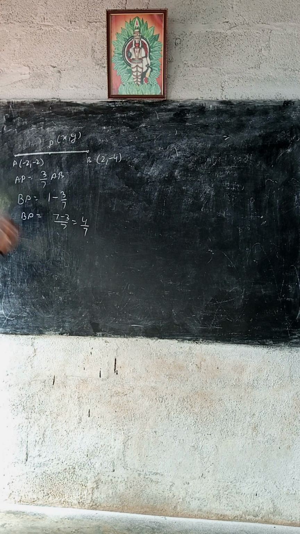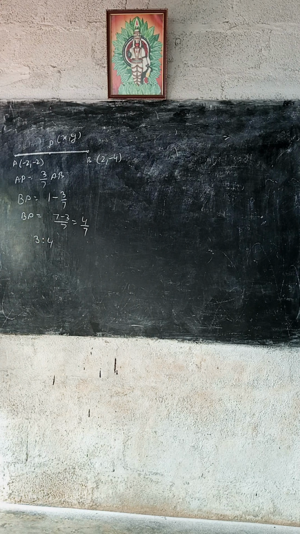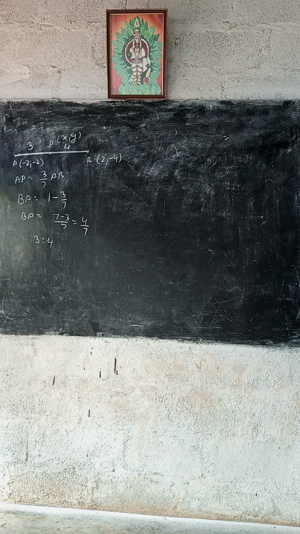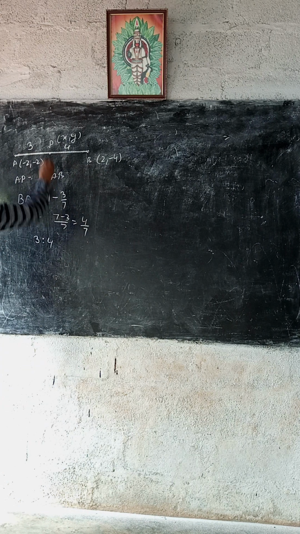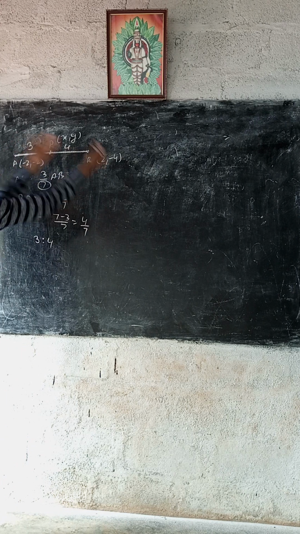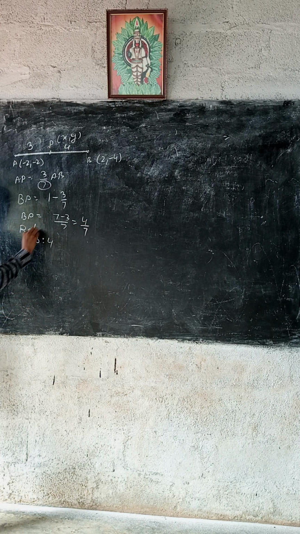4/7 means the ratio it divides in is 3:4. AP is 3, BP is 4, so it divides in the ratio 3:4. Otherwise, the total segments are 7; in that, 3 are on this side, so 4 remain on the other side. So it divides in the ratio 3:4, meaning m1 is equal to 3 and m2 is equal to 4.